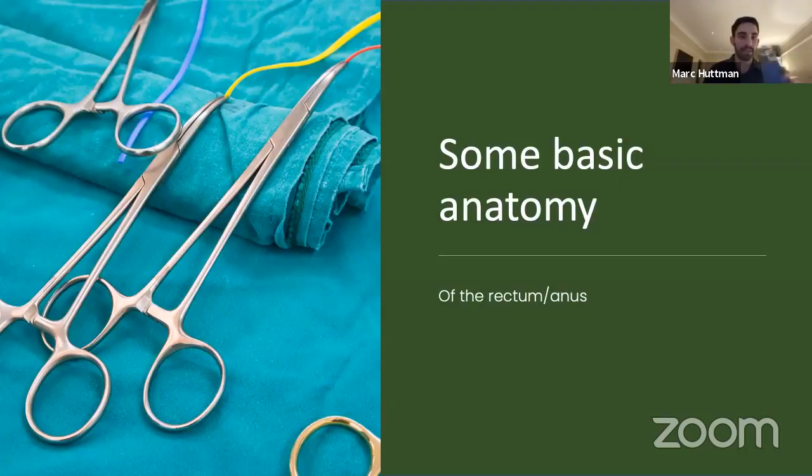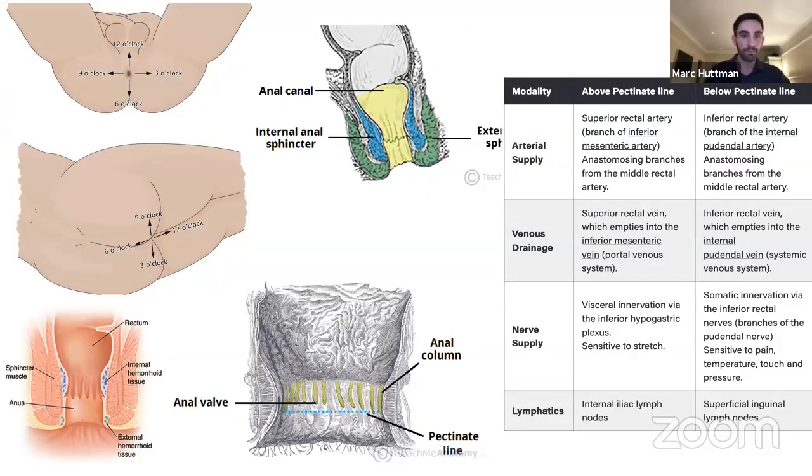So again, some basic anatomy first. There's a little summary slide. The first thing to mention is anatomical position and some terminology. If you're ever describing the anus in your notes to your colleagues, you have to describe things as a clock. But that clock is based off the patient being in the lithotomy position, so on their back with their legs spread. 12 o'clock is up, 6 o'clock down, 3 o'clock right, 9 o'clock left.